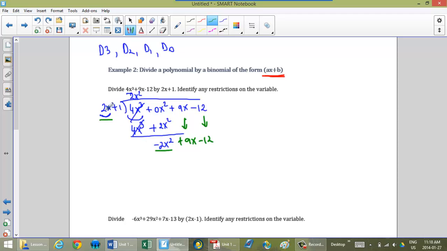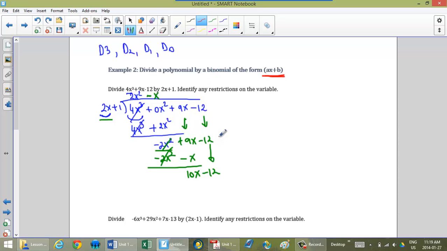Well, we notice the coefficients are the same, so I know I'm not going to have another coefficient. However, the signs are different. So there's going to be a negative, and x goes into x squared x times. Now multiplication. Negative x times 2x is negative 2x squared, and positive 1 times negative x is negative x. Multiplication is followed by subtraction, and 9x minus negative x is 9x plus x, or 10x minus 12, because we lowered that negative 12 down.